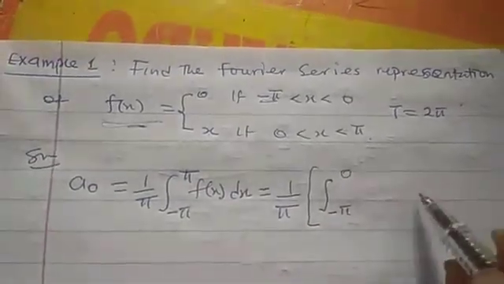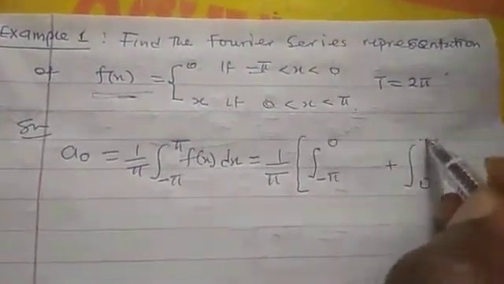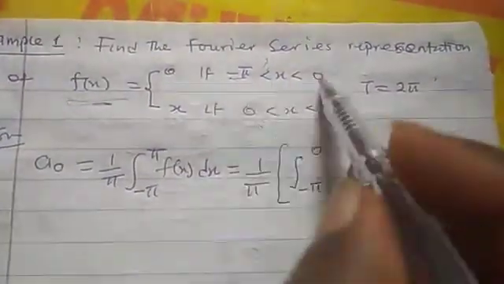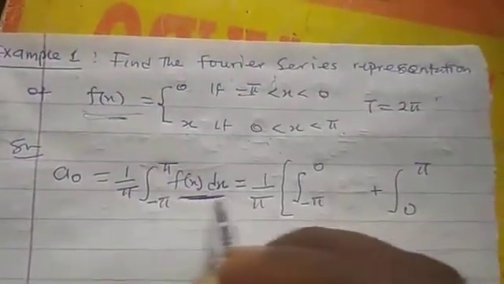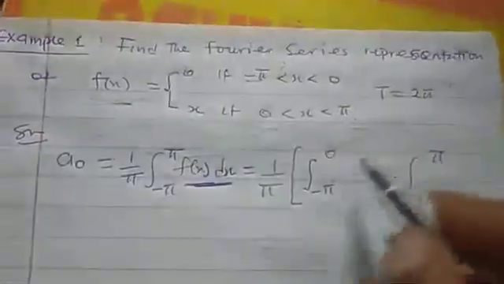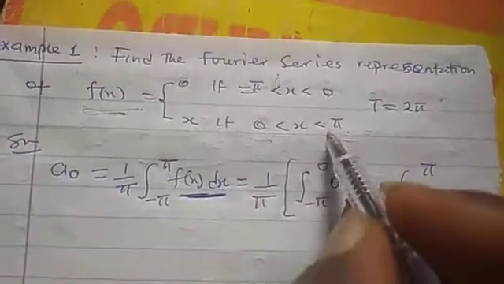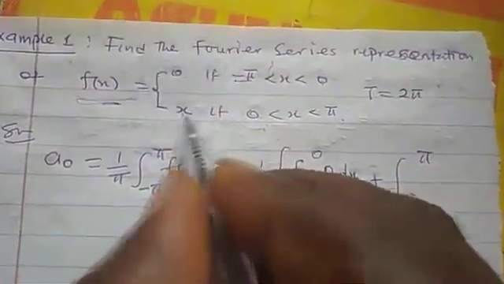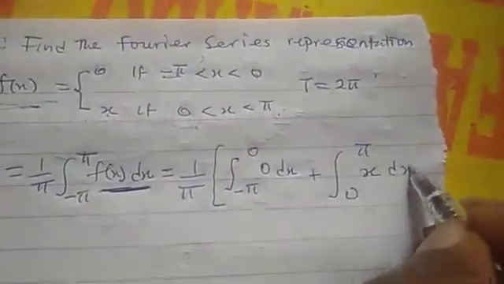From minus pi to 0, and plus 0 to pi. That is the boundary that is given to us. Now, what is there is f of x dx. It says that from minus pi to 0, f of x is 0, so this place is 0 dx. From 0 to pi, f of x is x, so this place is x.